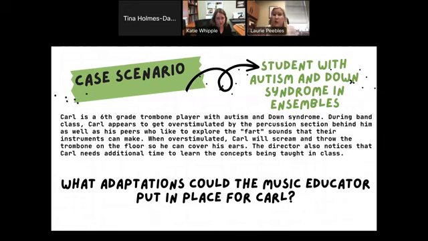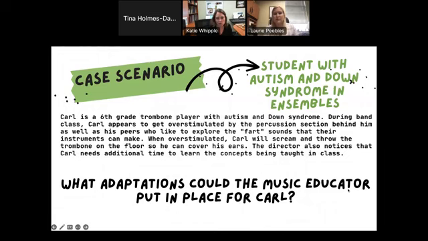And yes, we do not want that. That damages a trombone. It puts dents in. It can hurt other people. However, that is a reaction to the overstimulation. So we can't get mad at Carl for throwing the trombone on the floor, because what Carl's doing is protecting his ears. And also just those surprising sounds. And then we're also seeing the intellectual disability with Down syndrome, in the sense that it takes additional time to learn concepts being taught in class.